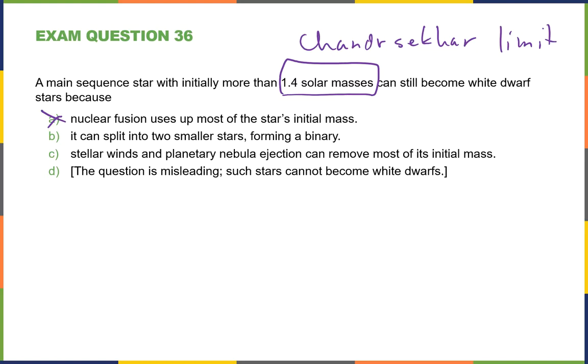And then it can split into 2 smaller stars forming. Okay, that's just ridiculous. I don't think anyone answered that, because what would be the mechanism for a star to break in half? Stellar winds, well, that was the correct answer. And the last one, again, the question is misleading. Such stars cannot become white dwarfs. Well, you know they can. We said that even up to 10 solar masses can lose enough mass to get down below the Chandrasekhar limit. So the bottom one, no, it's not a misleading question.